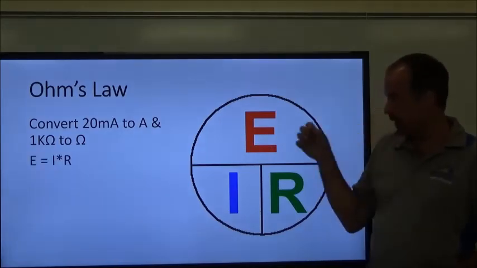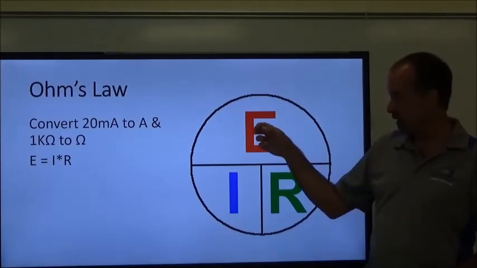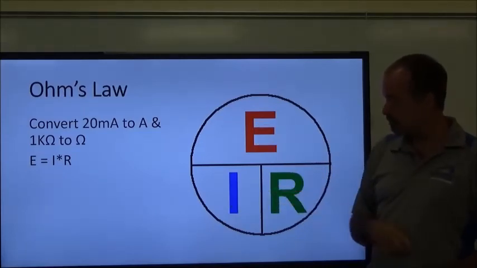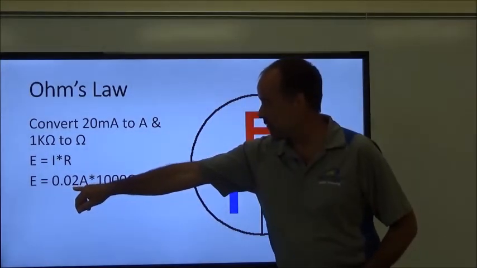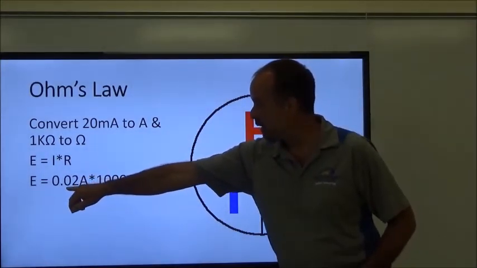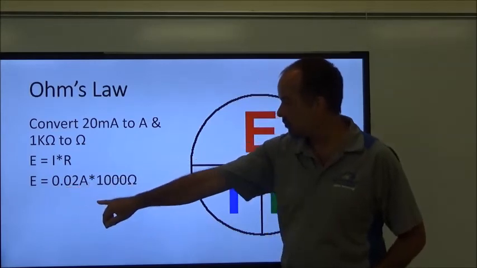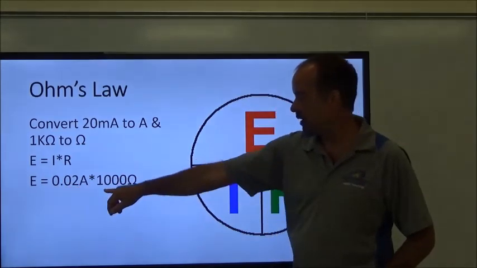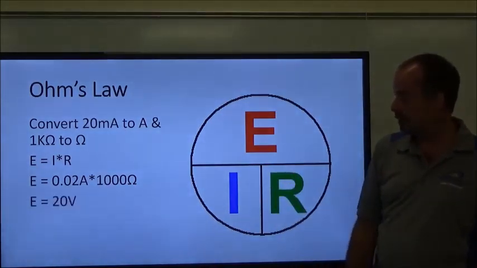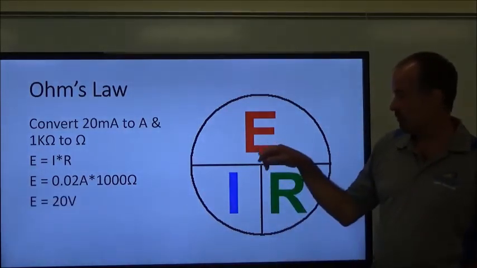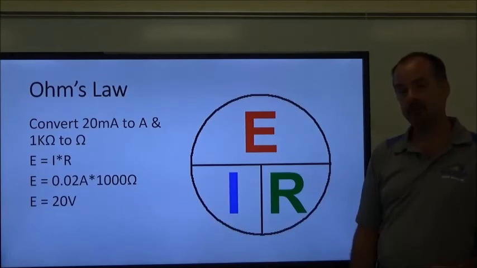So going back here to my formula wheel, I'm finding for E, so that tells me I times R. So I move my decimal point 3 places to the left, comes to be 0.02 amps. I move my decimal point to the right to make 1,000 ohms. I'll do the math. That comes up to be my voltage is equal to 20 volts in that circuit.